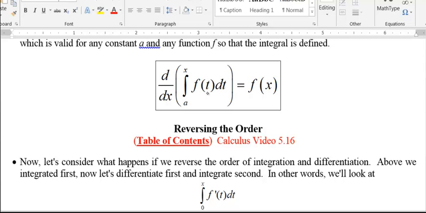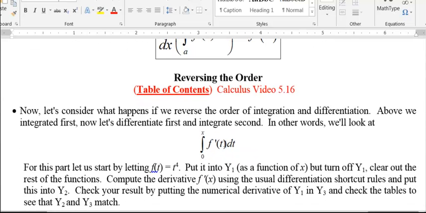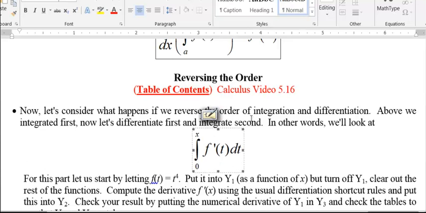So this is integration first, then derivative. What if we start the other way around? What if we take a derivative of some function and then integrate it? Here we're starting with some function f of t, taking the derivative, f prime, and then integrating that from 0 to x, or from some a to x. So let's start by using the function f of t equals t to the fourth.